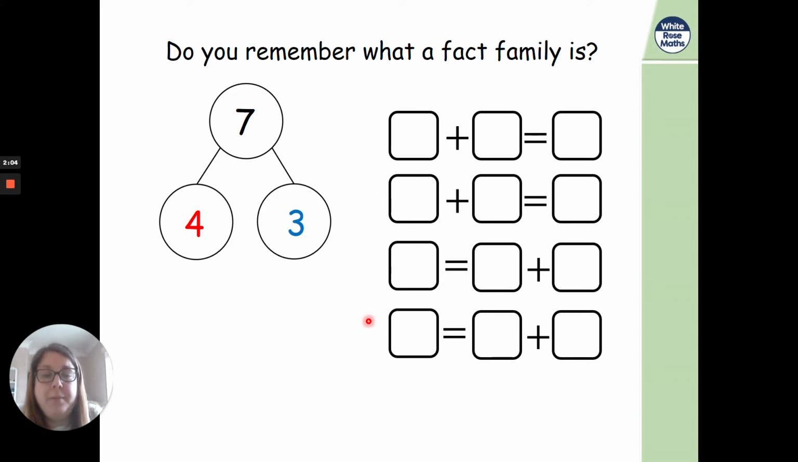So I think you'll be able to do this one without me moving on to the answers. So I want you to get yourself a pencil and paper and write down the fact family for these 3 numbers. Remember, we're only using these 3 numbers. We're not using any other random number that we want to. We're just using 7 as our whole, 4 as our part, and 3 as our part. Remembering a part add a part equals a whole. So we do 2 of those, and then we do 2, a whole equals a part add a part. Pause the video and have a go.